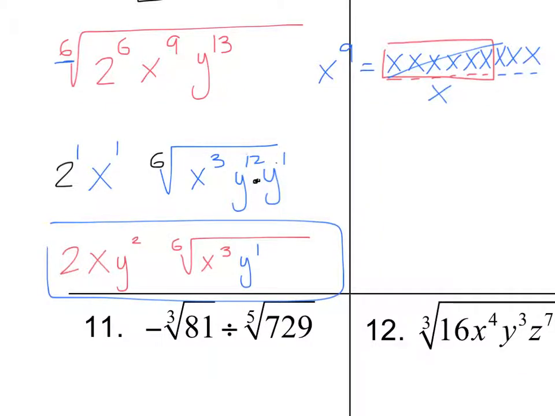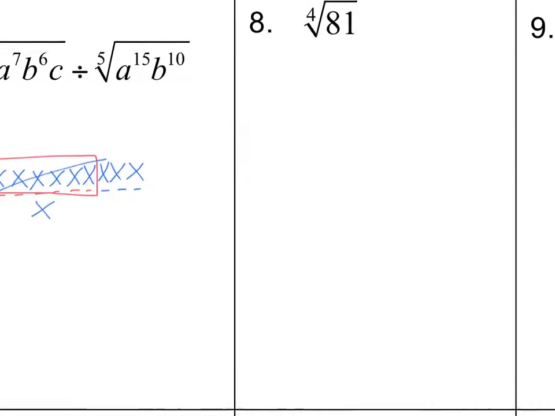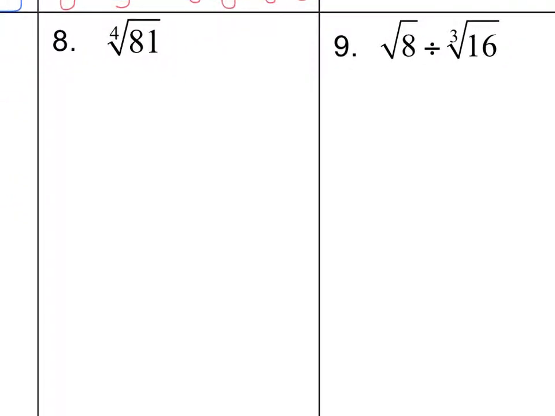Now let's move on to number 8, 4th root of 81. Now, we all know that instead of 81, I can write 3 to the 4th, since 3 times 3 times 3 times 3 is 81. So you can do the same method as we've been doing before.